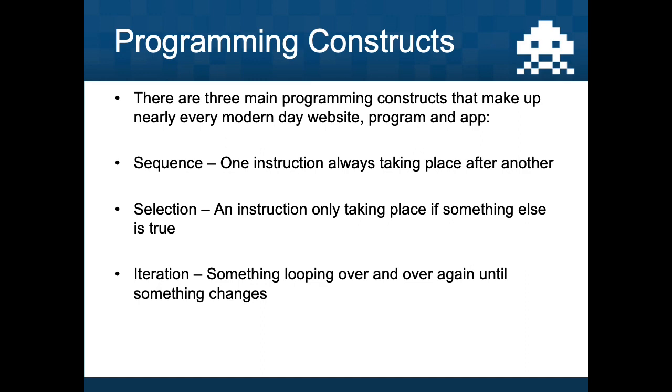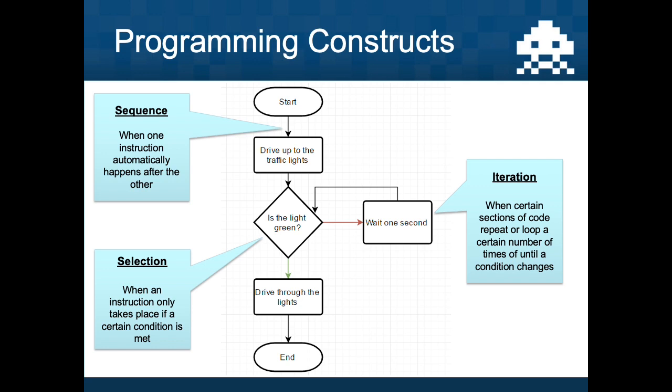Selection is where an instruction only takes place if something else was true. If the light is green, then do this. That instruction wouldn't always happen next because the light may well be red. Iteration is then when we loop something over and over again, so when we loop over an instruction. That probably makes more sense when we look at an example, so here is one.